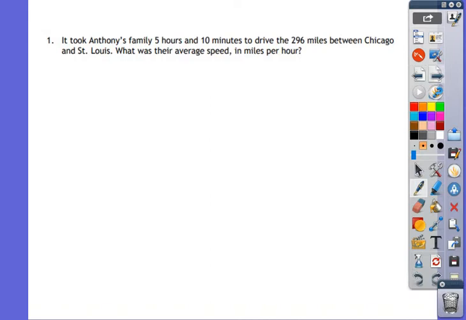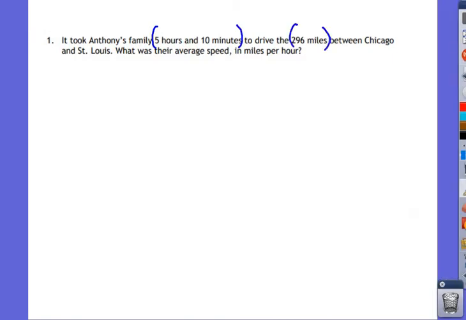First, I see 3 different numbers. Do you see 3 different numbers? Okay. Why? I only need to see 2 different numbers. So what's tripping me up here? I see 296 miles, 5 hours, 10 minutes. Oh, the 10 minutes is tripping me up because it's miles per hour. This is all part of the time, right? Then this is part of the miles. And we're looking for miles per hour.